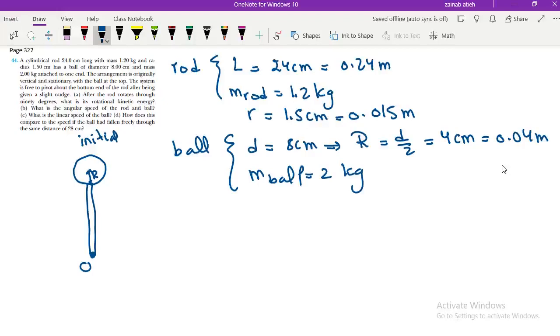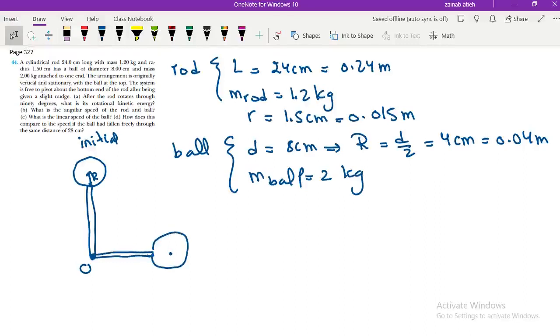بقول لي after the rod rotates through 90 degrees, so the rod as you can see will move like this، بتصير بشكل horizontal position، وهيدي البول رح تصير هون. اوكي this is the center of the ball. And what is its rotational kinetic energy? You have to find the rotational kinetic energy of our system.